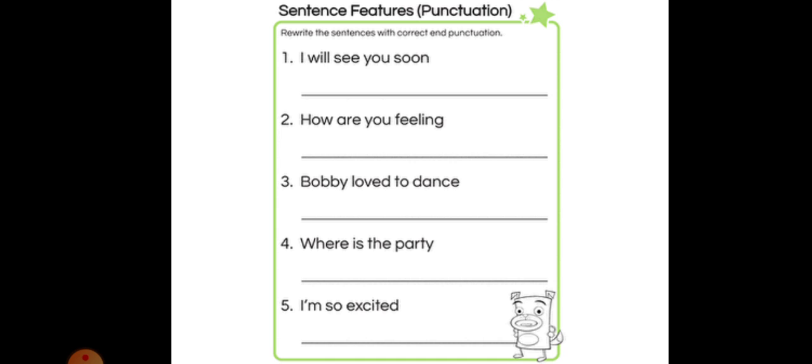These are the 5 statements. Write it down in your English notebook or on your loose sheet. Take a picture of your homework and send it to me.